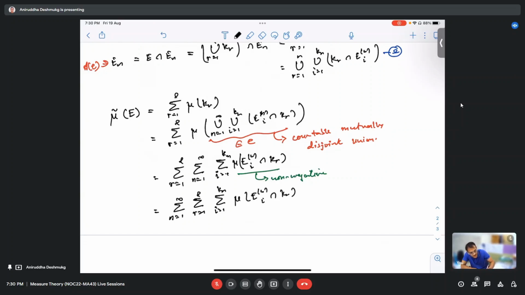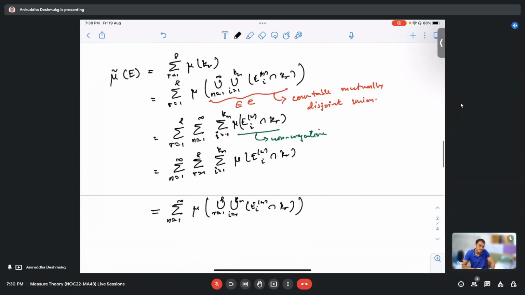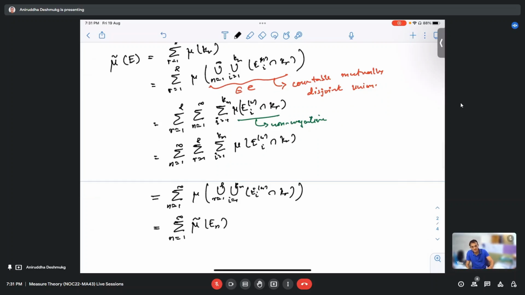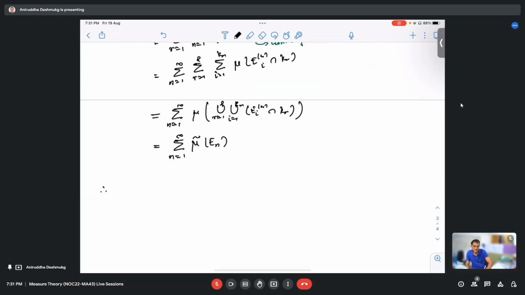But then again, from here I can write it like this: summation n from 1 to infinity, mu of union r equal to 1 to L, union i equal to 1 to KN, ENI intersection KR. Because again, this is a disjoint union, but this time it is finite, and finite unions are countable unions. So this is n equal to 1 to infinity. Now by definition, this is mu tilde of ENs, right? Yes, sir. So this directly proves that mu tilde is countably additive on the algebra, and hence it is a measure.